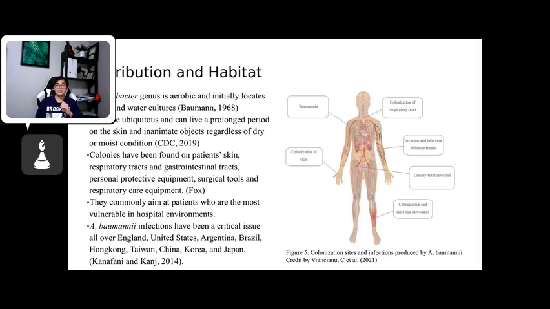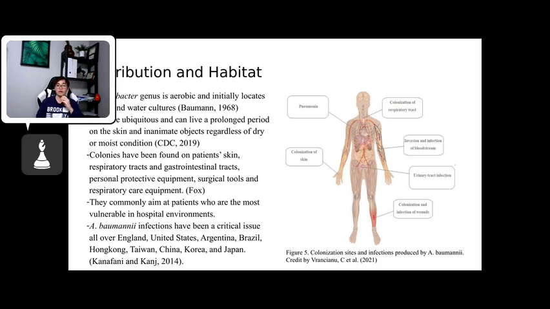Therefore, Acinetobacter baumannii is also responsible for widespread infection in pet clinics. In humans, they commonly target the most vulnerable patients in the hospital environment. The colonies have been found on patients' skin, respiratory tracts, gastrointestinal tracts, or even on personal protective equipment, surgical tools, and respiratory care equipment. With them, the infections have been critical issues all over England, the United States, Argentina, Brazil, Hong Kong, Taiwan, China, Korea, and Japan.